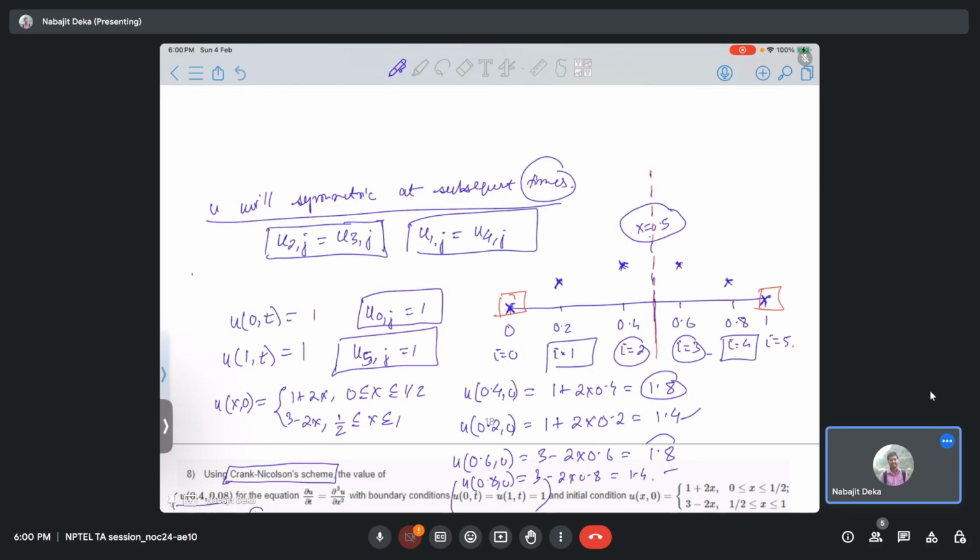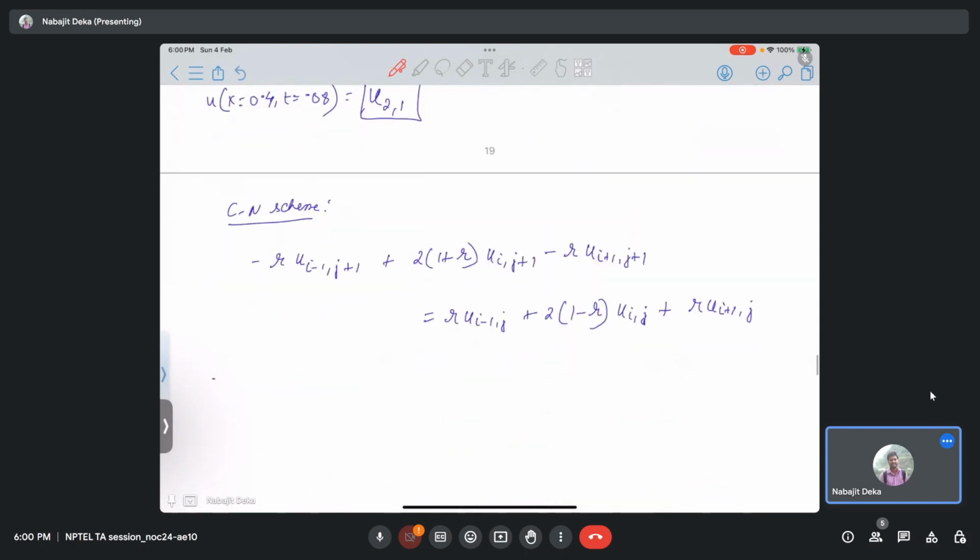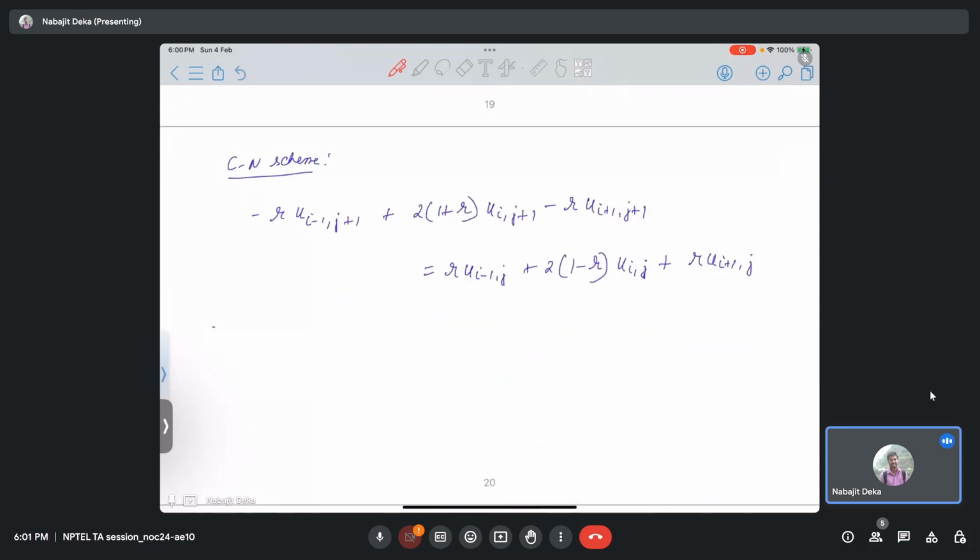Again we have u 0 comma j equal to u 5 comma j. This again comes from the boundary condition itself. So these three conditions will be holding good, because we have a symmetry condition of the problem. So these three conditions will help us actually in getting this value.